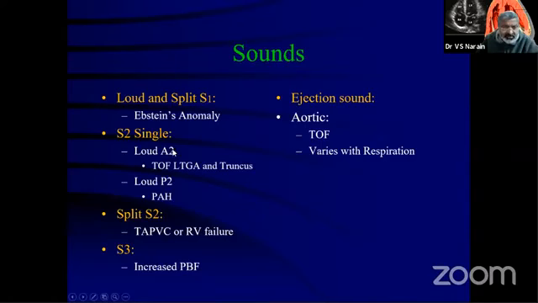So S2 single means it could be a loud A2 or a loud P2, and try to correlate it with the situation you're dealing with. If you're dealing with tetralogy and transposition, it could be A2. If you're dealing with PH, you're dealing with a loud P2. A split S2, once again, TAPVC and RV failure. And if you have gallops, that means that you have increased pulmonary blood flow in association with less cyanosis. You have increased pulmonary blood flow across the mitral valve into the LV, causing a third heart sound.